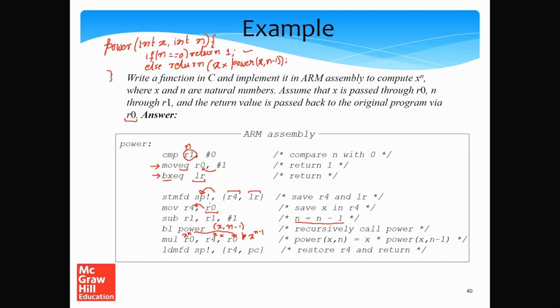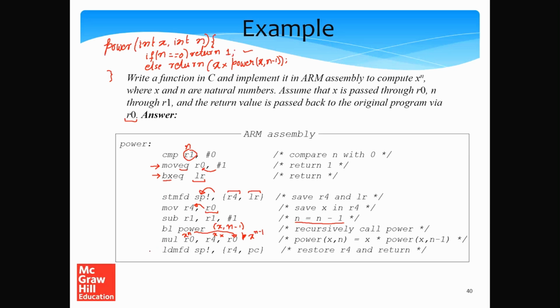Subsequently, since this particular approach is a callee saved approach, what we need to do is restore the values of the registers that we have modified. So R4 is something that we have modified, so we need to restore it. And similarly, LR we have modified, but we don't have to restore it. We have to do something else.